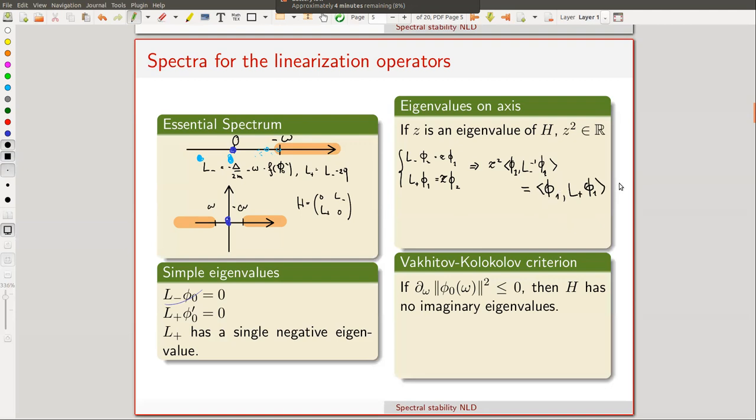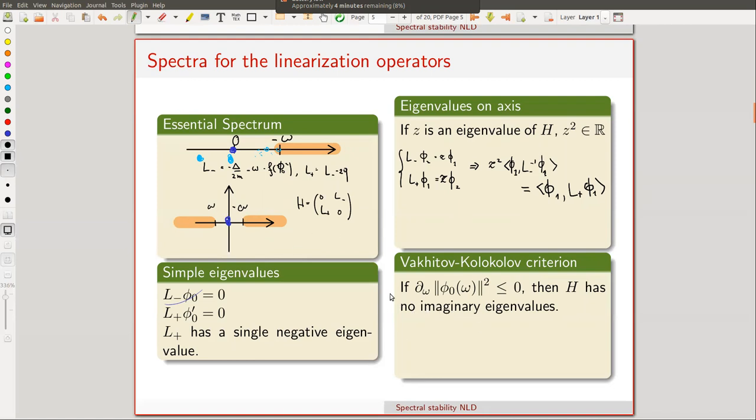Phi1 L plus phi1. What's important is to check that this is an expectation value with a self-adjoint operator. So this is a real number. This number is real and never zero, because L plus is positive definite on the space orthogonal to the ground state. So this is not zero. So z squared should also be a real number. A priori, the eigenvalues could be anywhere, but a posteriori, we see that they are only on the axis.